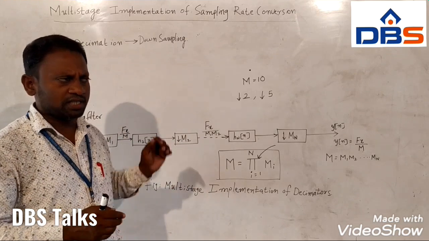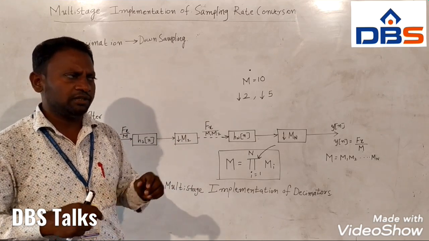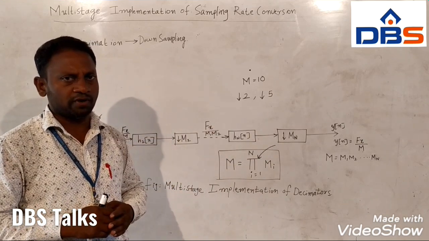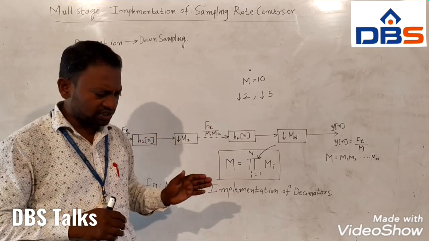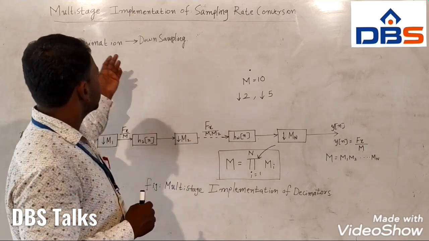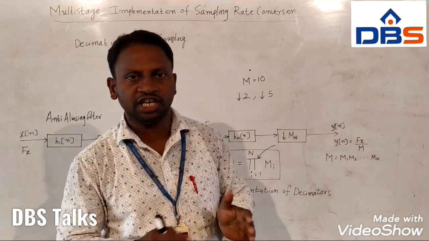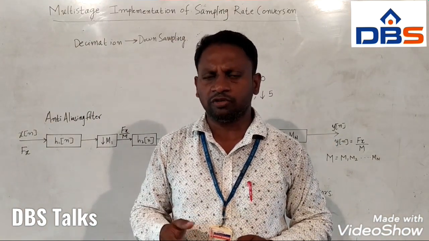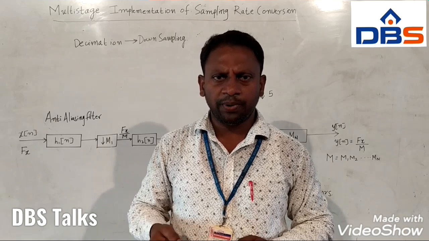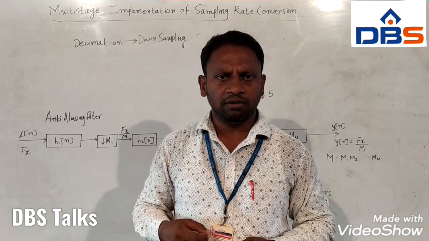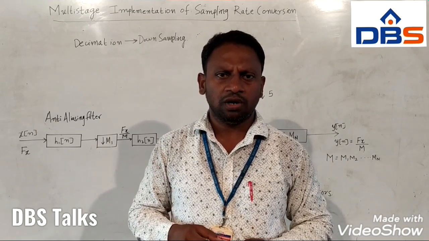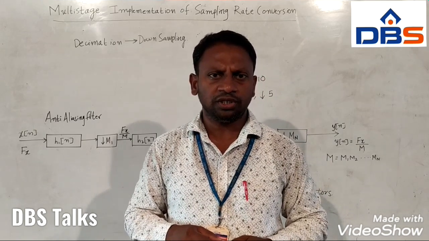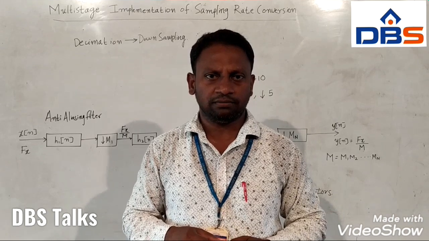Here the sequence x of n is down converted by 10. What is the meaning of down conversion? Suppose you have an M value 2, what happens? M minus 1 samples are discarded, so one sample is discarded. For 5, 5 minus 1, 4 samples are discarded. Like that we can implement any number of down conversion; whatever the value of M, you can down convert it, but not in one stage.